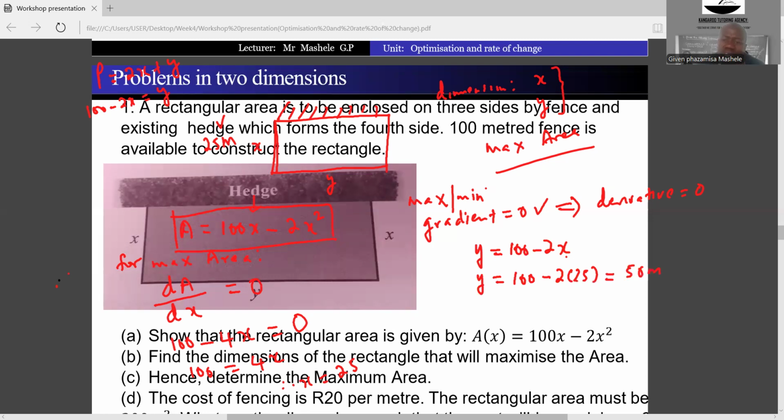meter. So in terms of dimensions, the length should be 50 meter and the breadth should be 25 meter in order to get the maximum area. So that is what the question was looking for. Right, then now moving on.